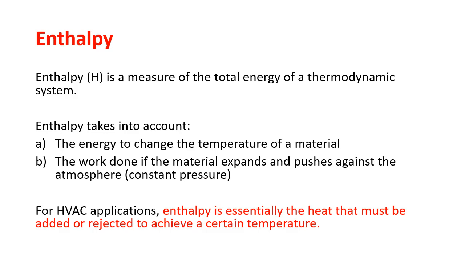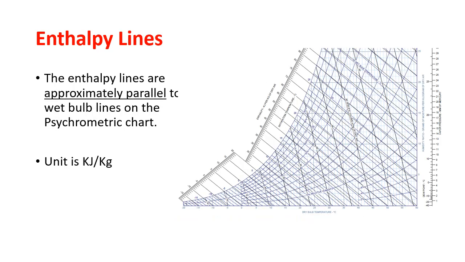This understanding is vital for optimizing HVAC systems and ensuring efficient thermal management. Enthalpy lines on the psychrometric chart serve as valuable indicators of energy content within air parcels. Here's what you need to know.